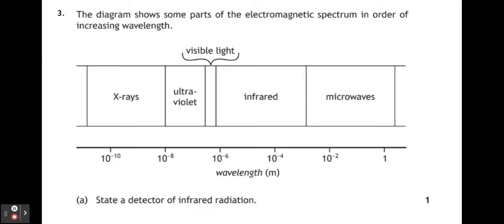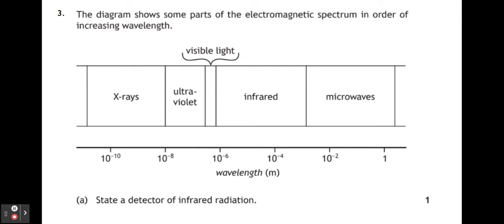Question number 3 is a written question. The diagram shows some parts of the electromagnetic spectrum in order of increasing wavelength. A. State a detector of infrared radiation.